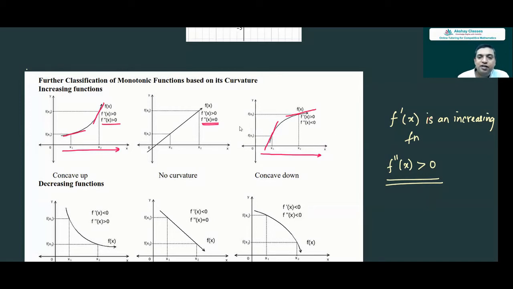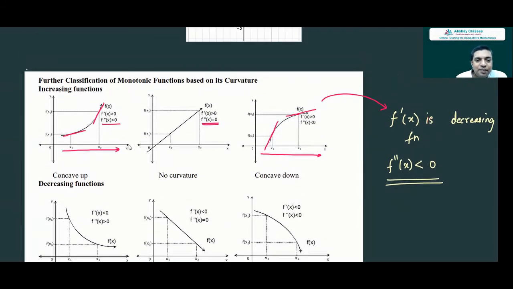So in this particular case, f dash x is a decreasing function. This is a decreasing function. So what we get here is f double dash x will be negative.